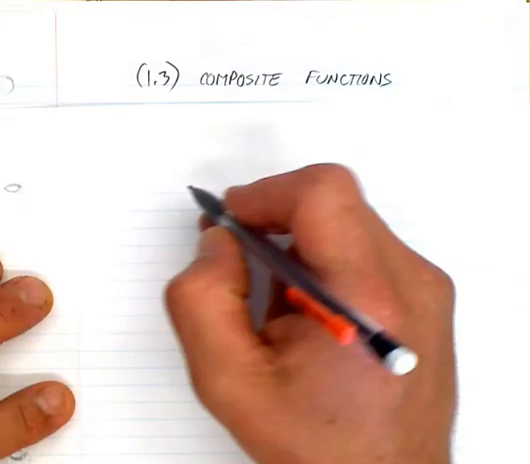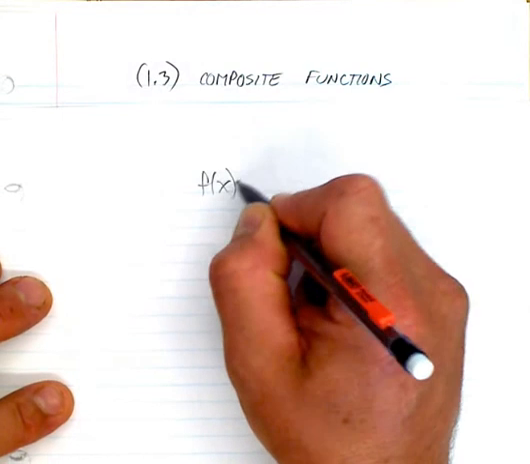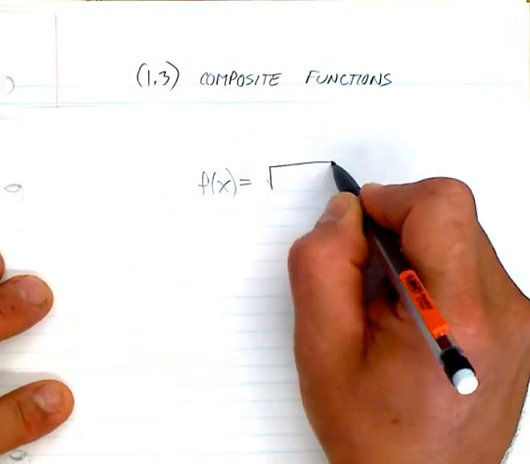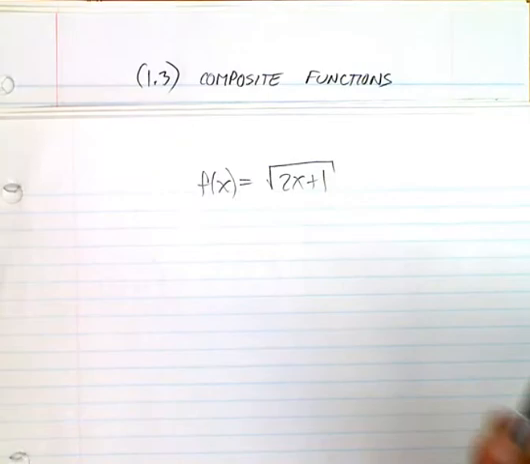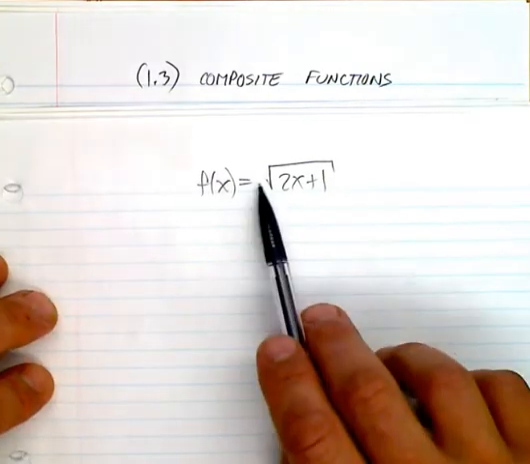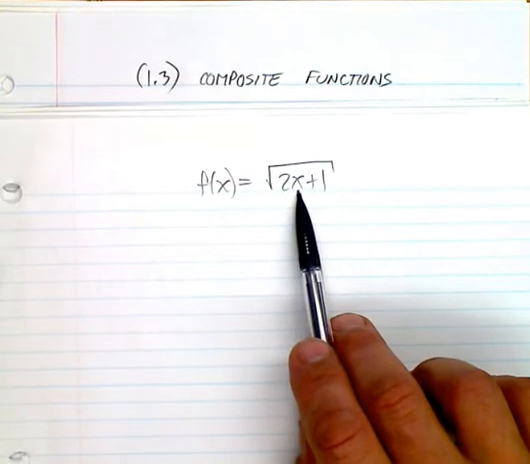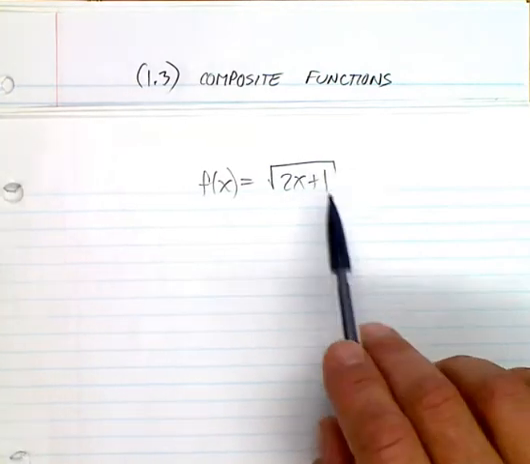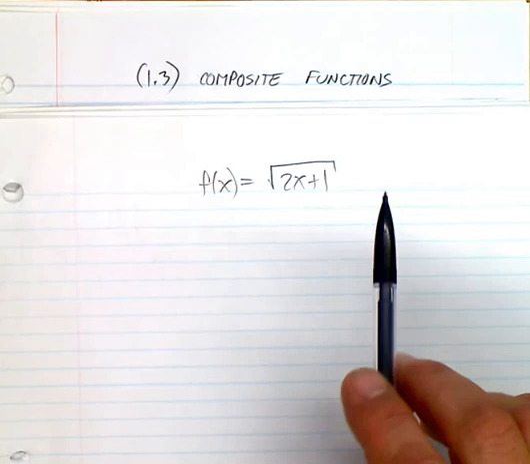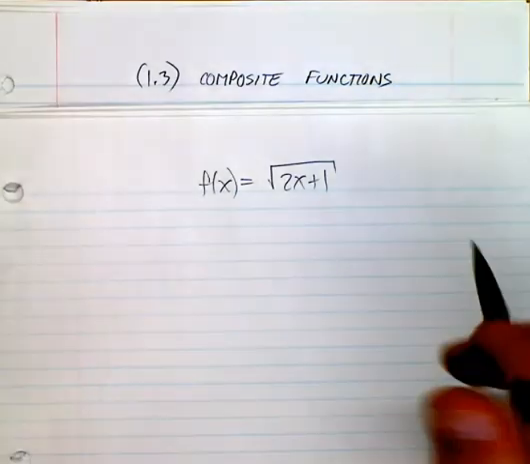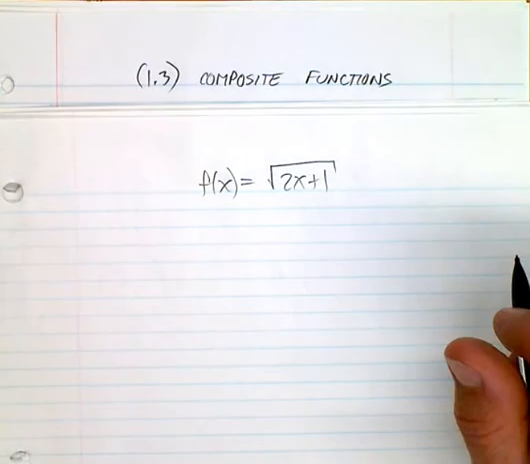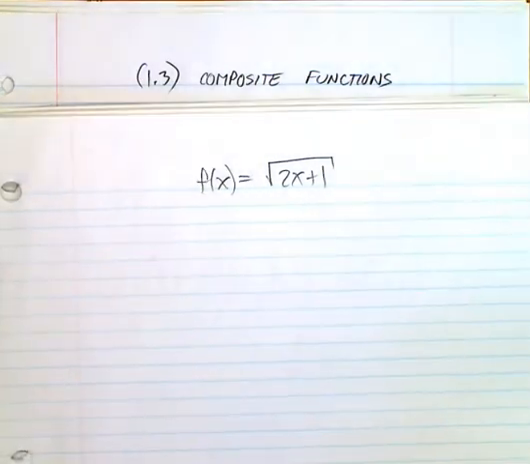Now, as an example, what we can do here is look at something like this. We have two different things going on here. If you didn't have the radical sign here, you'd tell me that was a linear function, right? But you do have the radical sign. So what we have is a radical function on the outside and a linear function on the inside. Okay, so it's a combination of functions together.